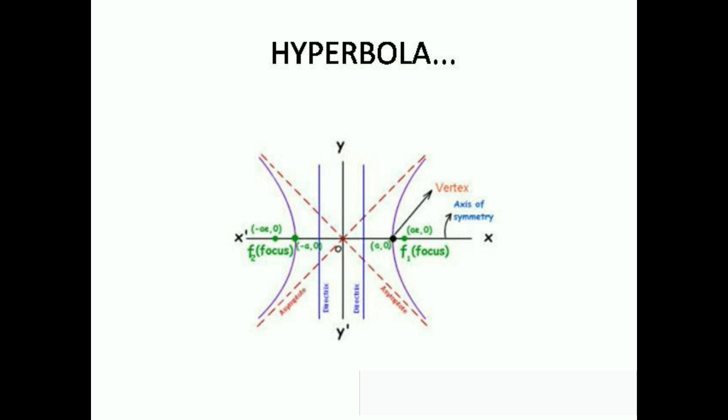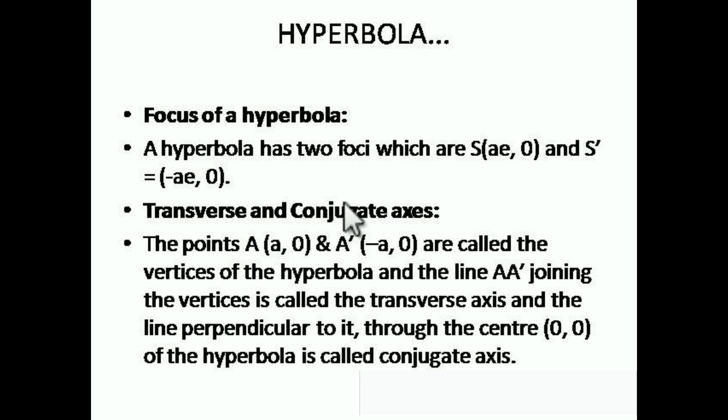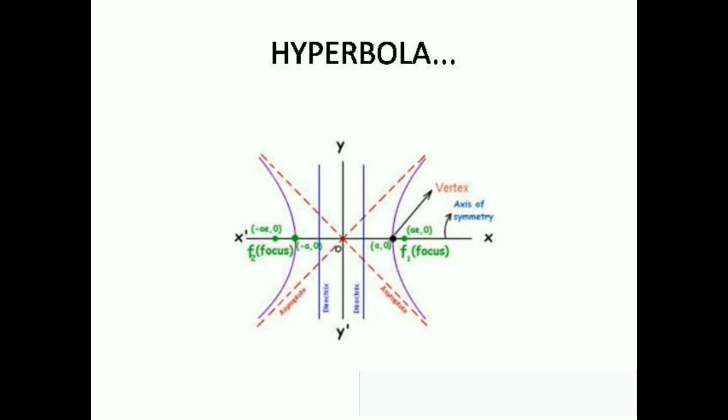Transverse axis and conjugate axis. Here the x-axis is the transverse axis and the y-axis is the conjugate axis. This and this are the directrices. This and these two are the asymptotes.